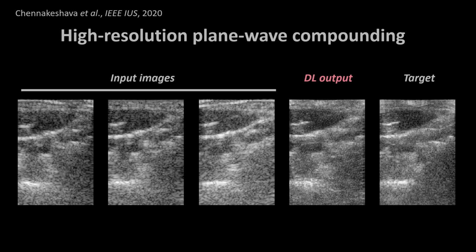So what you see here is that the input images have a low resolution as expected. These are 3 images that are obtained with these 3 different plane wave angles. And the target has a very high resolution, which is compounded from many more plane waves than just 3, in this case 75. It's also achieved with a higher center frequency, so the resolution is higher. And what we see is that this model-based deep network manages to get very close to that target. So that is very nice to see.